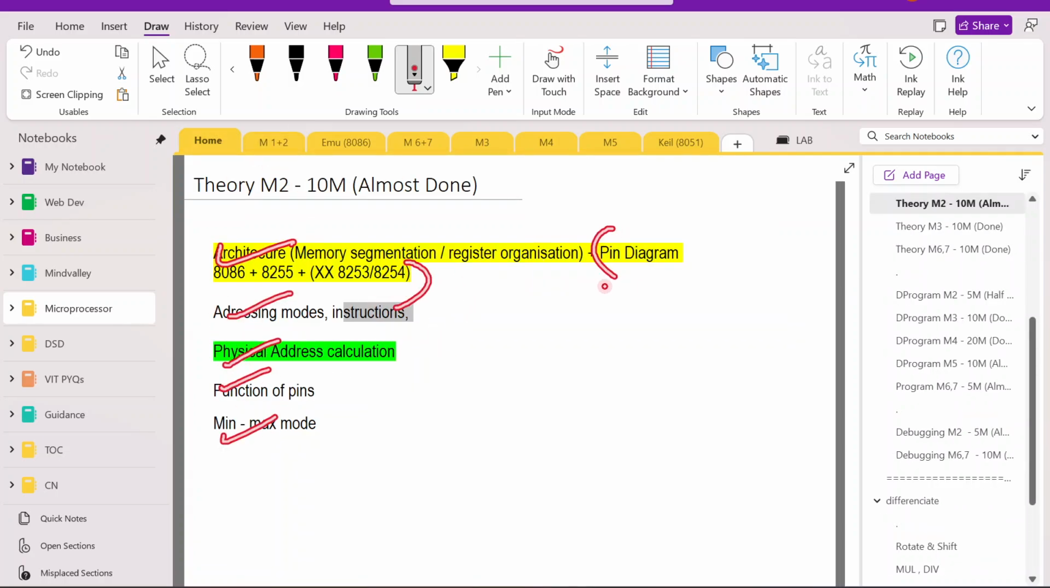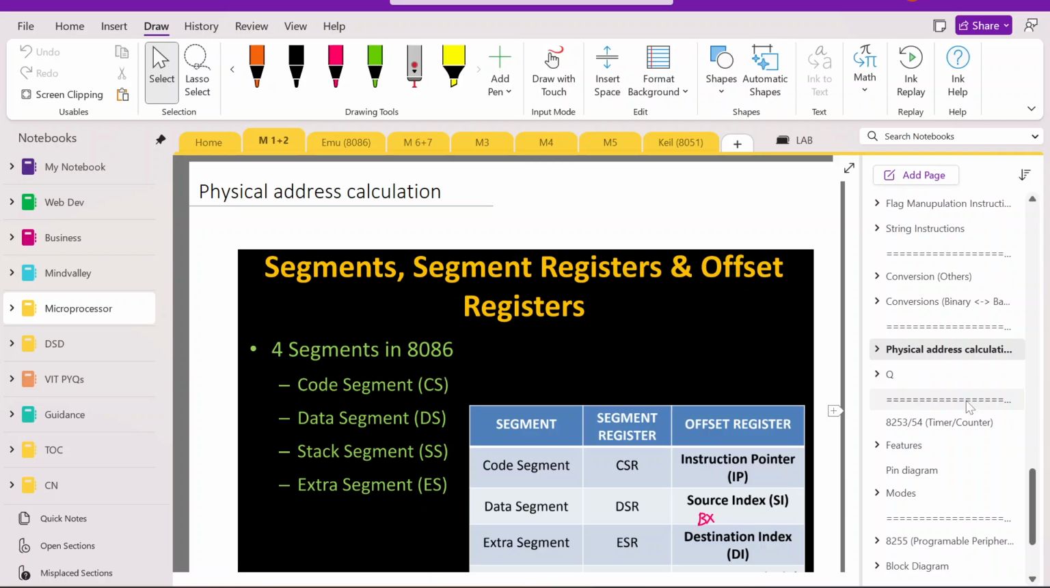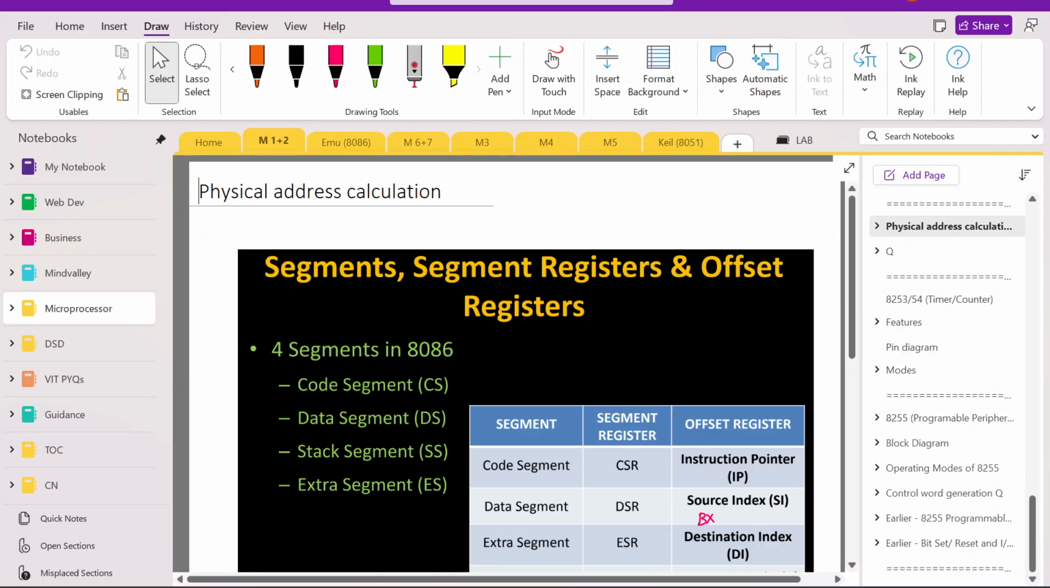The only thing left is this, not a Venn diagram, basically this. Let me remove the cross. This was for a different purpose. So there are 2 topics, this or this. But basically, these are not different things. 8254 is basically the advanced version of 8253, because 8253 had some limitations. And what is that actually?